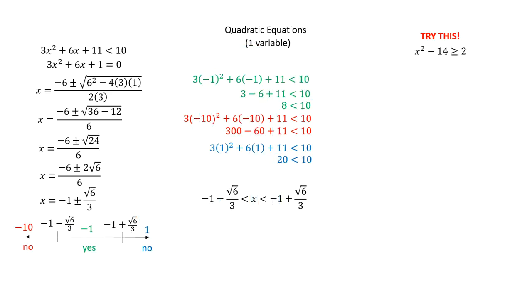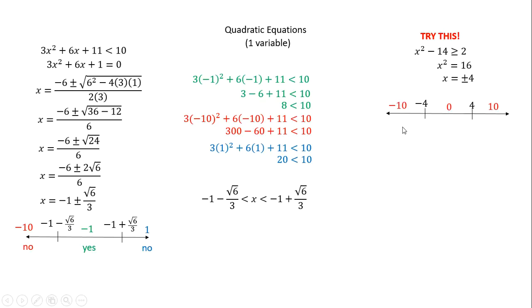Did you get it? How did you figure out what x equals? I would move this 14 over to get x squared equals 16, or is greater than or equal to. Again, we'll pretend it's equals, and then just square root. Get x equals plus or minus 4. Plug it into your number line, negative 4 and 4.